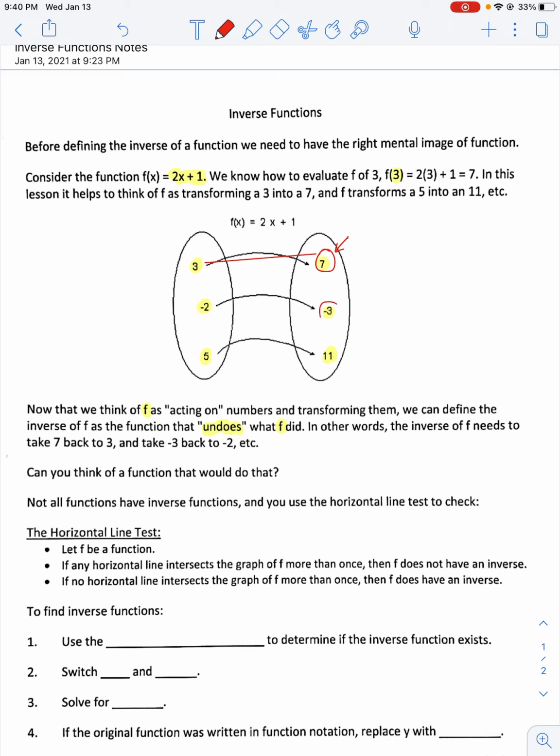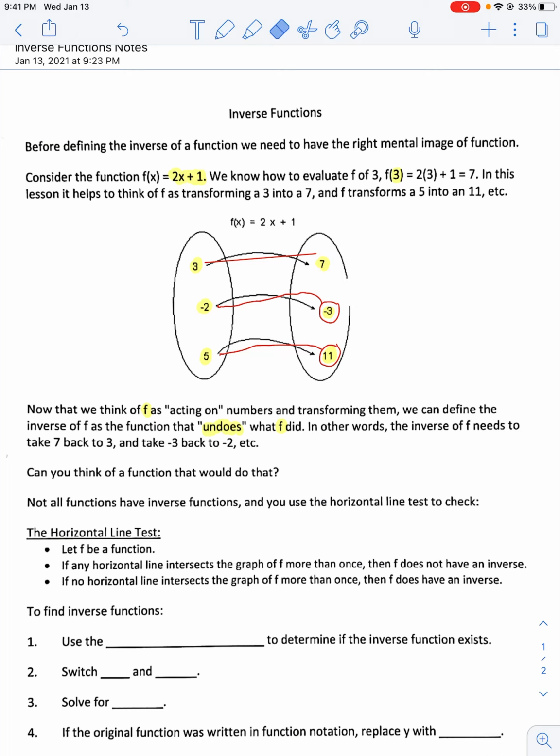And when I take that -3 into that same function, and then I plug it in, it's going to give me the output of -2. When I plug 11 into that inverse, it's going to give me the output of 5. So what happens is an inverse will undo what the original function did. I hope that makes sense.